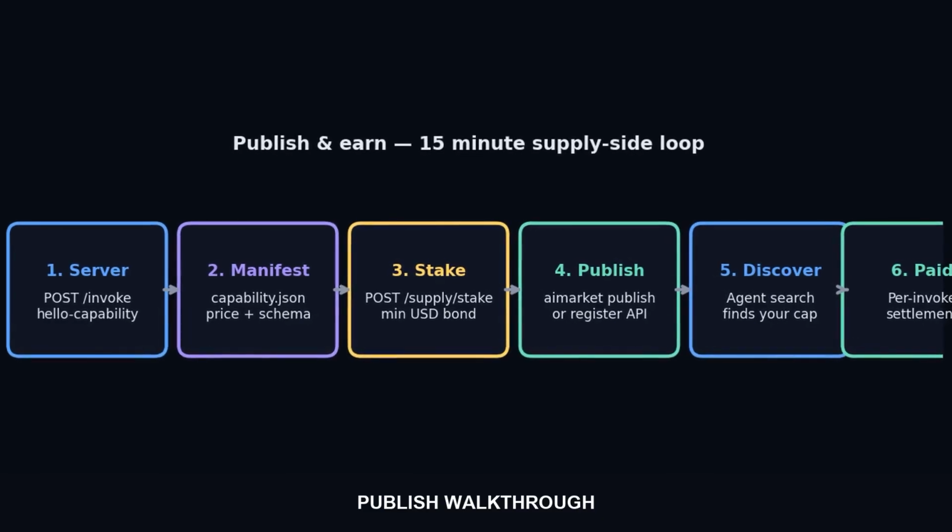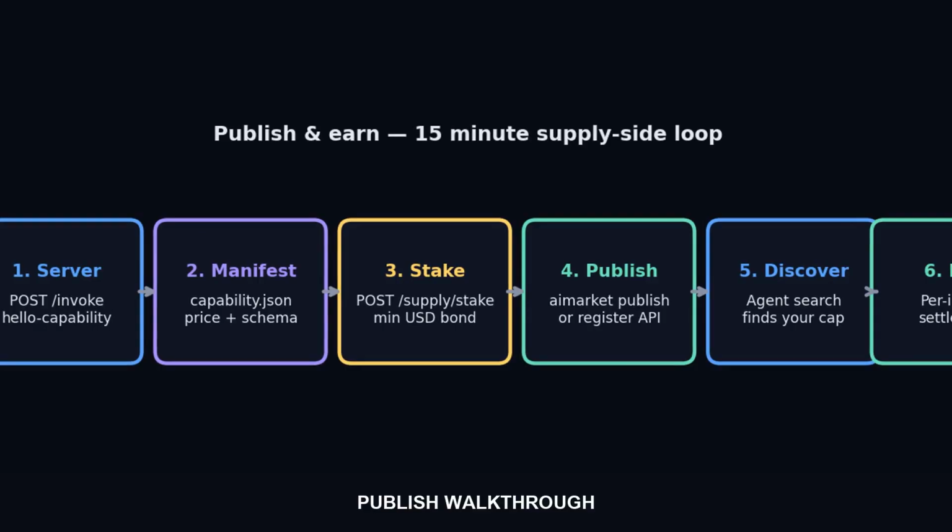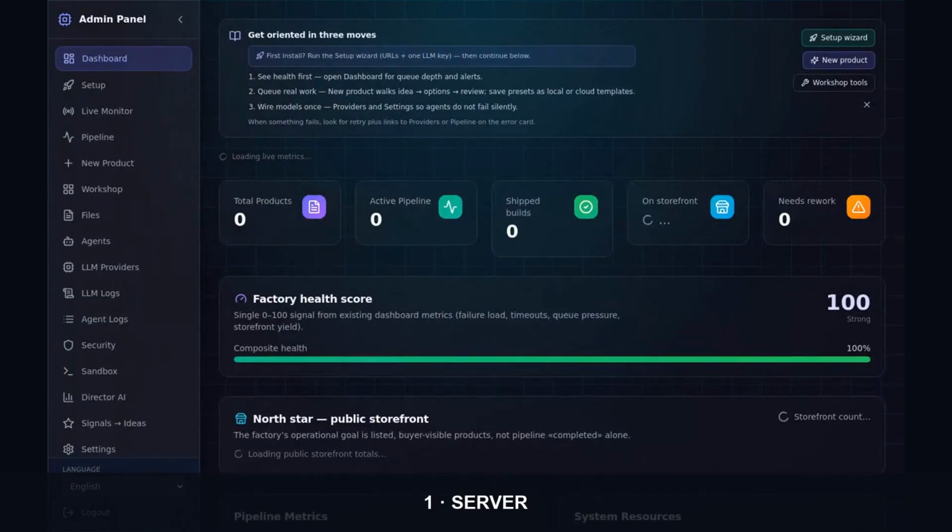Supply side in one flow. This time step by step. No hand waving. The hello capability example in a market hub is the reference implementation. Step 1. Run server.py on port 3456.